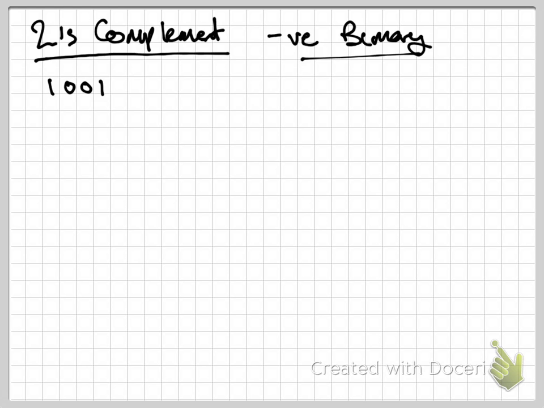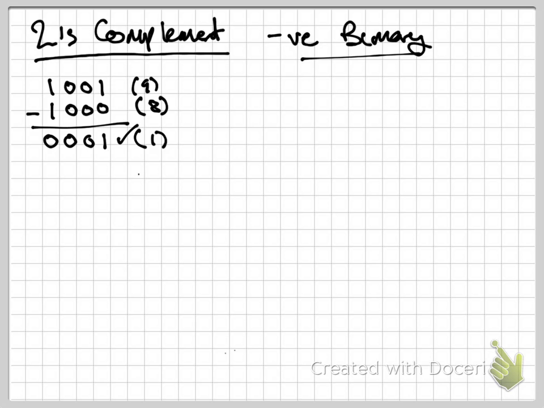arithmetic. That's of course 9, and we're going to subtract 8 from it. Okay, so there we go, and that's a really straightforward piece of subtraction. 1 minus 0 is 1, 0 minus 0 is 0, 0, 1 minus 1 of course is 0, leaving us with the answer 1, which we know is correct. So what's so hard about that?